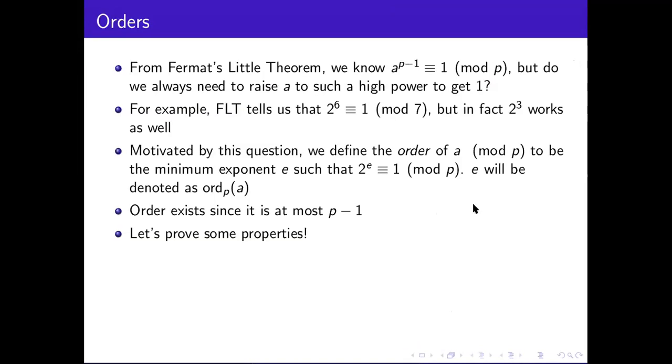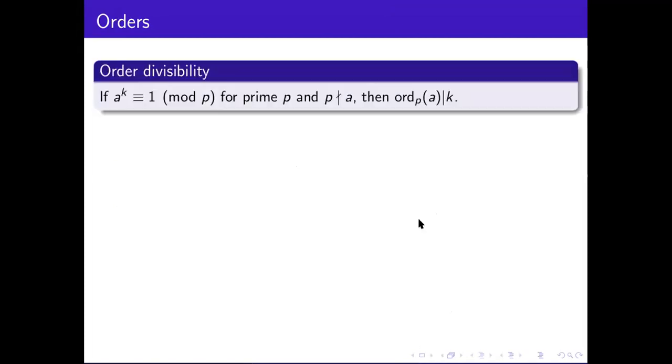There's a small typo here. It should say a to the e is equivalent to 1 mod p, not 2 to the e. But yeah, order is defined to be the minimum exponent such that it's equivalent to 1. So let's go ahead and prove this property.